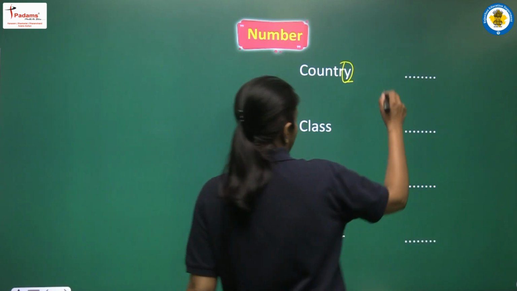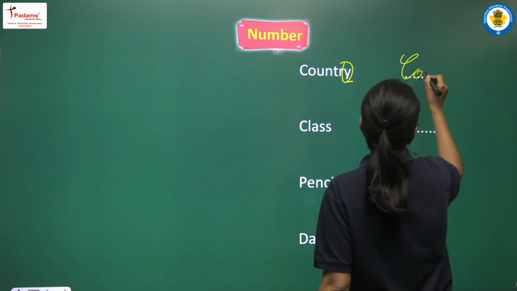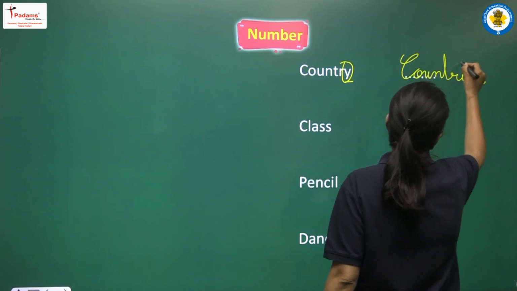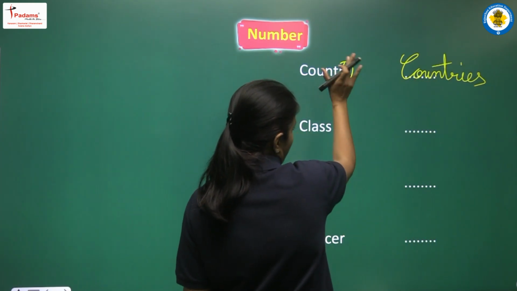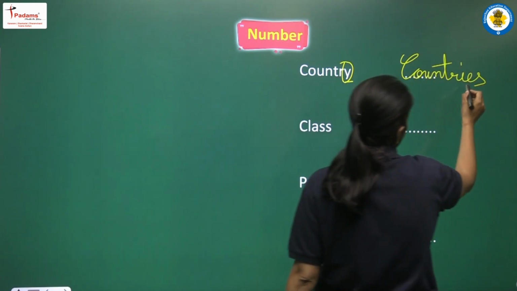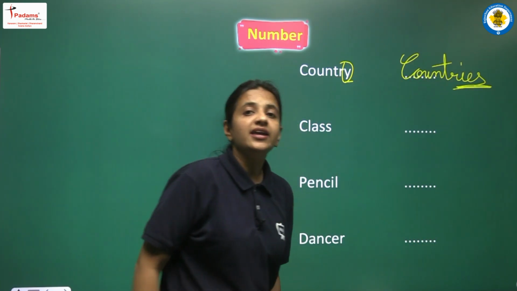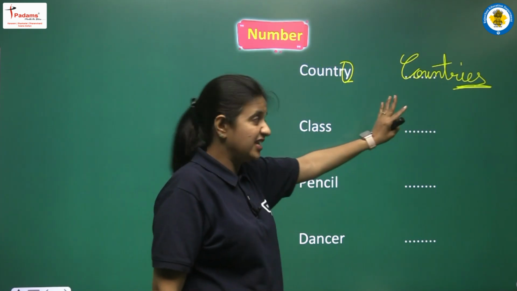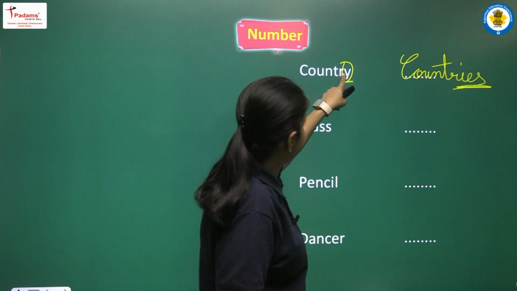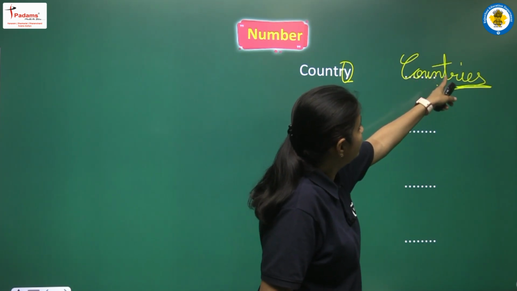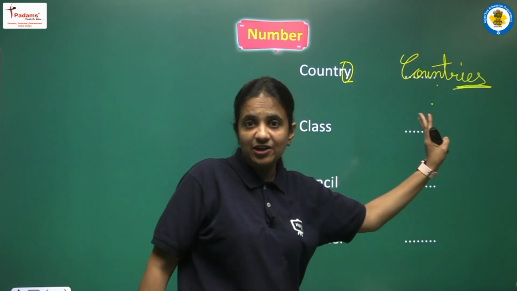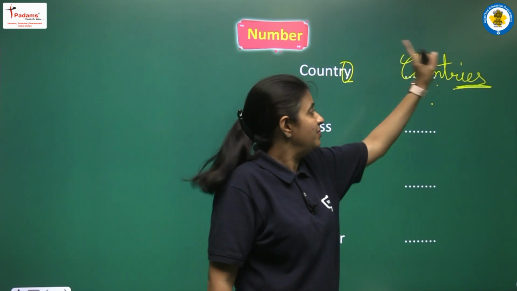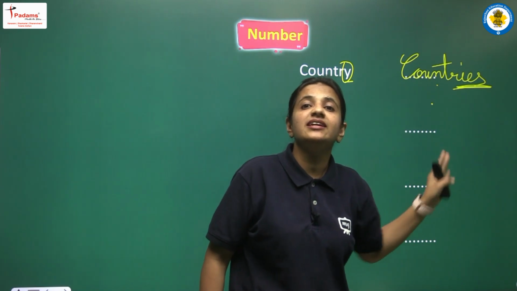And what will be the spelling? It will be COUNTRIES. So what is the change? We just removed this Y, and in the place of Y we just wrote IES. Okay, the rest of the spelling, the rest of the letters, they are exactly the same. We can see COUNTR. The only change that we did here is we just removed the last Y, and in the place of Y we added IES.